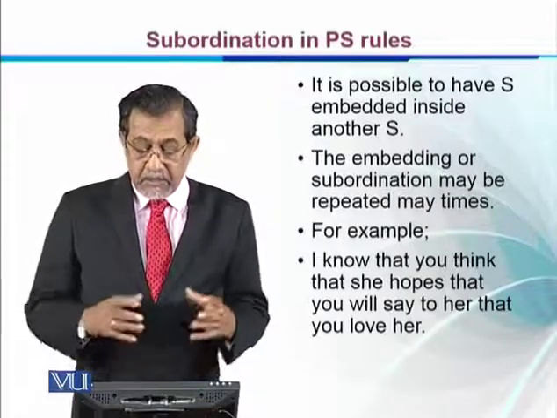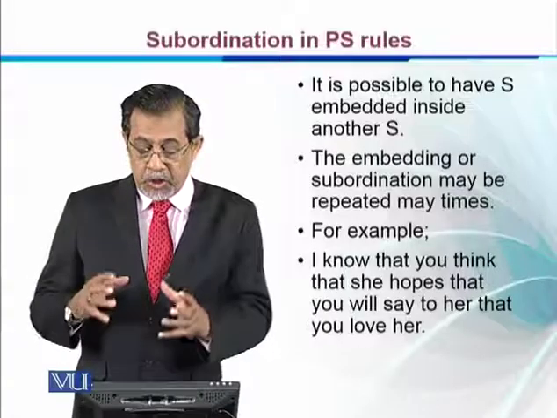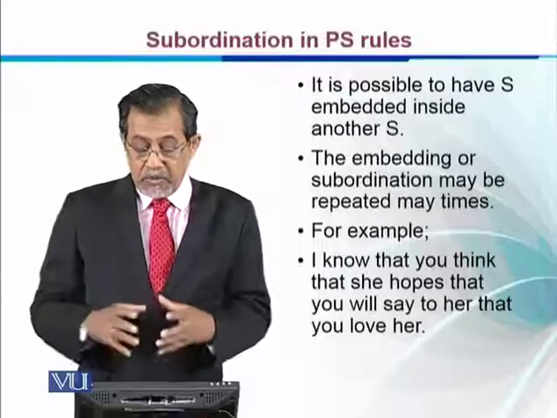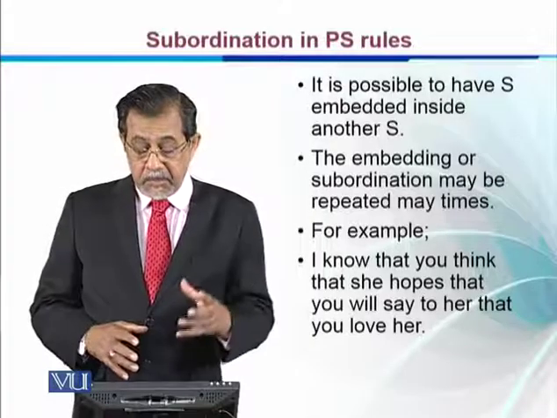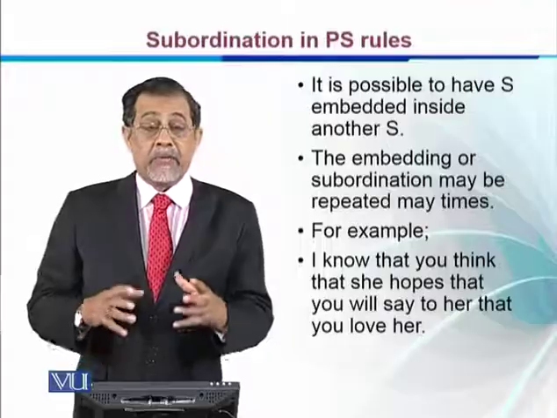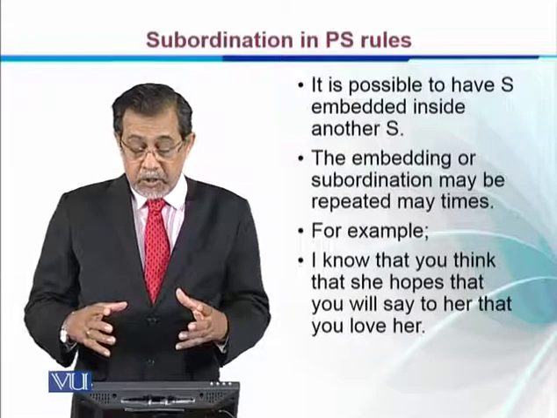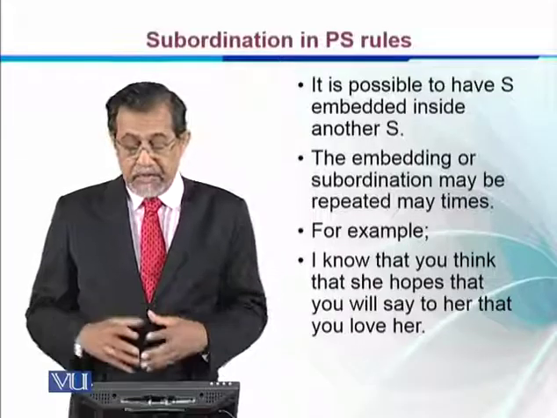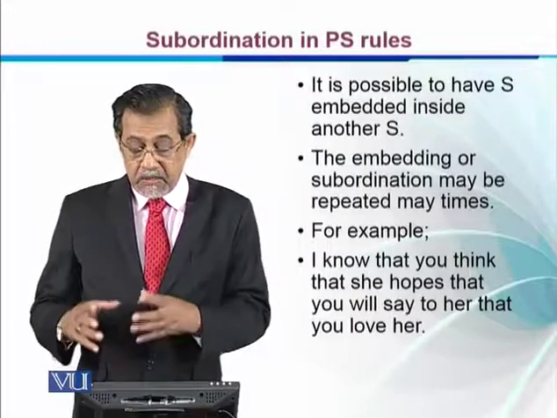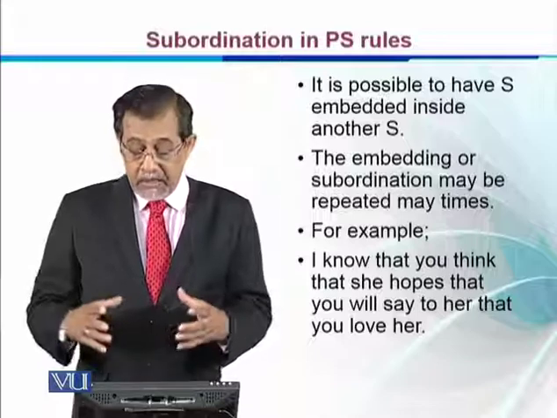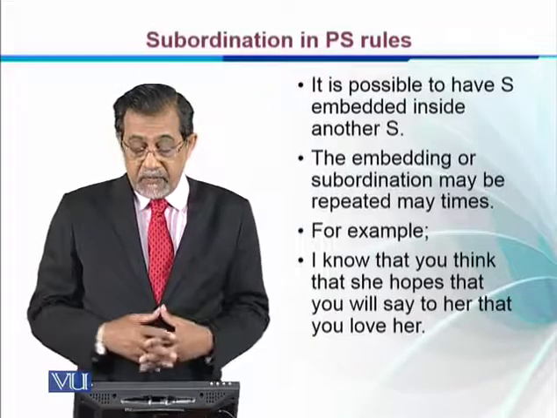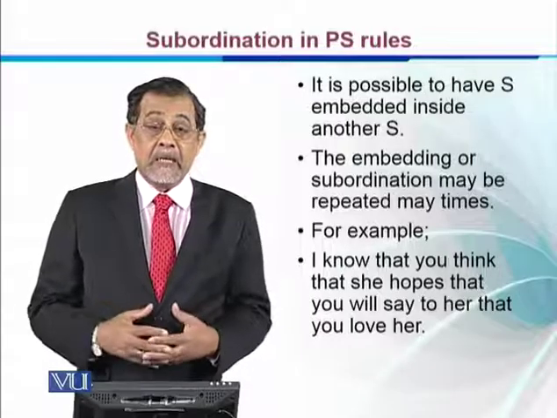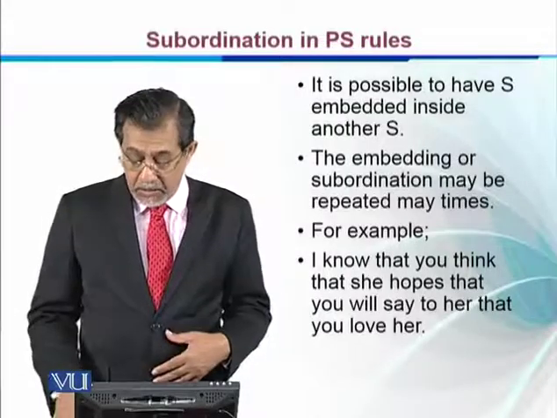Let's look at this: "I know that you think that she hopes that you will say to her that you love her." So we have the main independent clause, "I know," that is right. Then "that you think" is a dependent clause, "that she hopes" is a dependent clause, "that you will say to her" is a dependent clause, and "that you love her." So we can say that it has many embedded, many subordinated clauses.